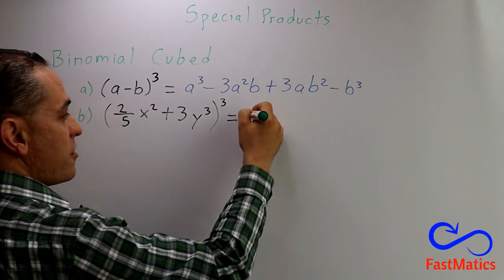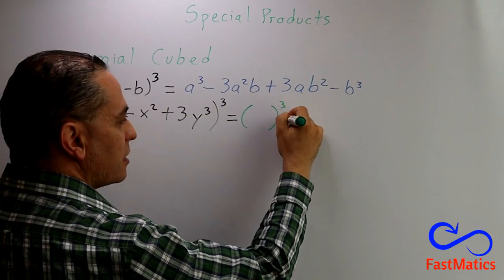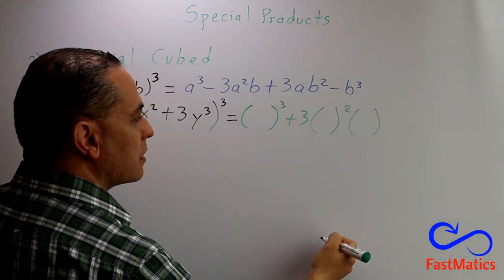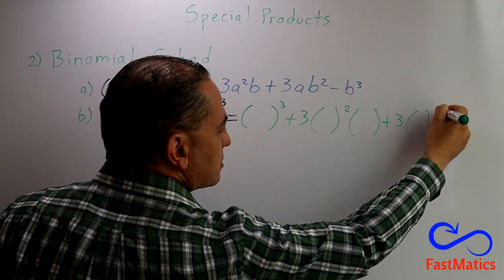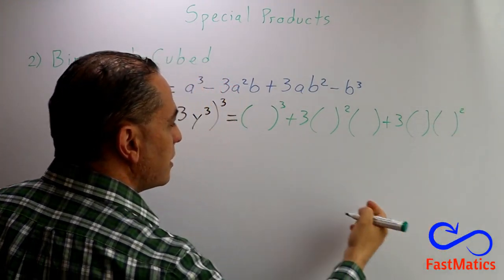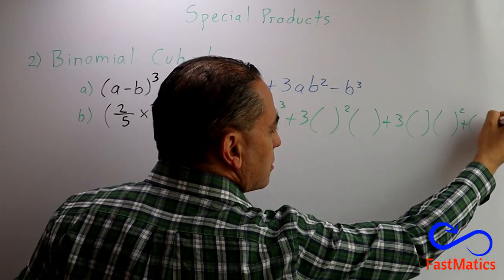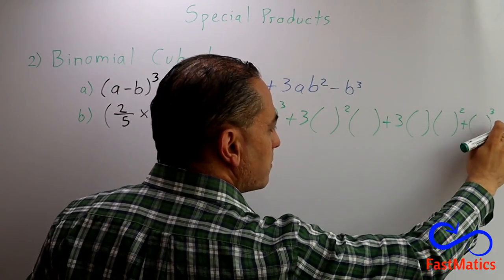You're going to write the first term cubed. You copy the sign, the triple of the first squared times the second. After that, plus the triple of the first times the second squared. And finally, you copy this sign, the second to the power of 3, the second cubed.